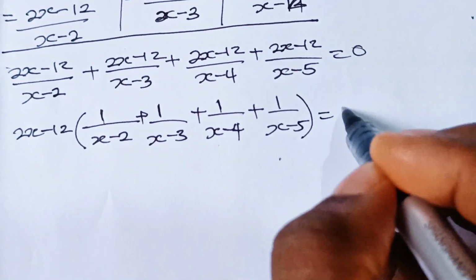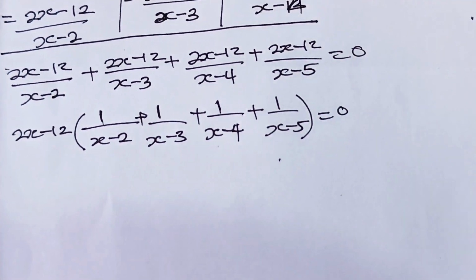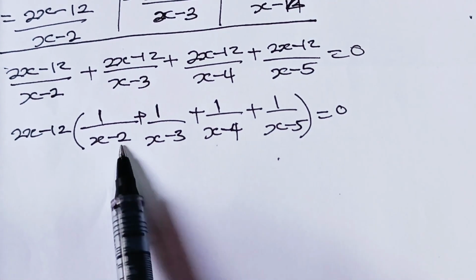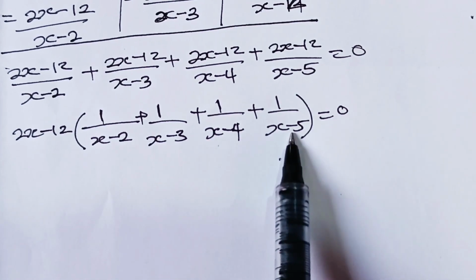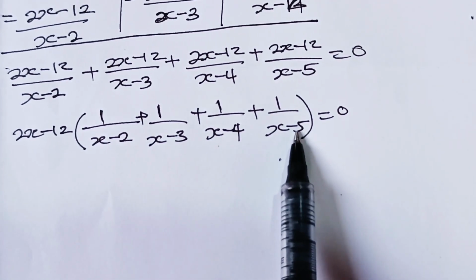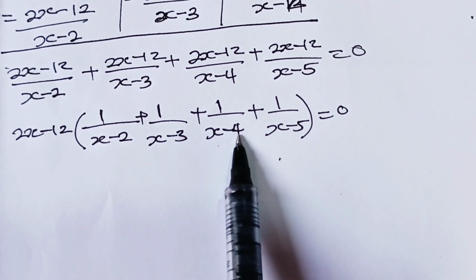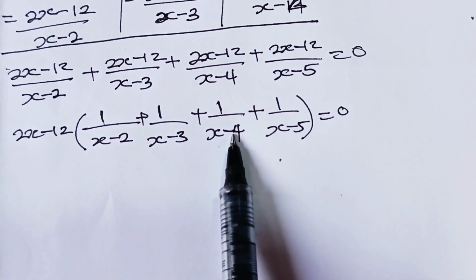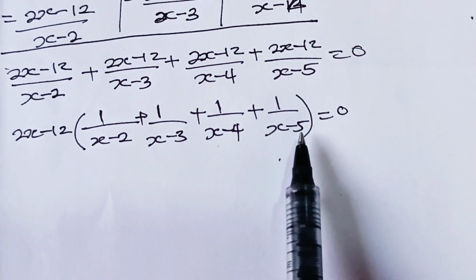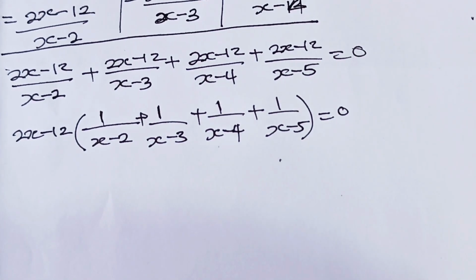All right, and this is equal to 0. Now I want us to look at this. We have minus 2, minus 3, minus 4, minus 5. But if I combine x minus 2 and x minus 5, I will get the same numerator as when I combine x minus 3 and x minus 4, since minus 3 minus 4 is minus 7 and minus 2 minus 5 is minus 7. So we're going to use that as an advantage.